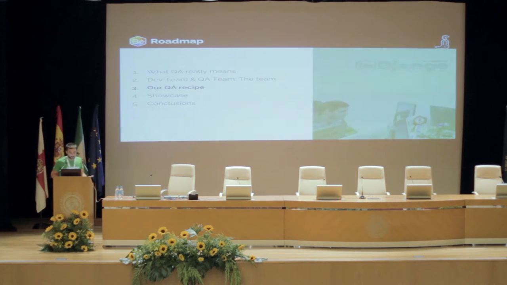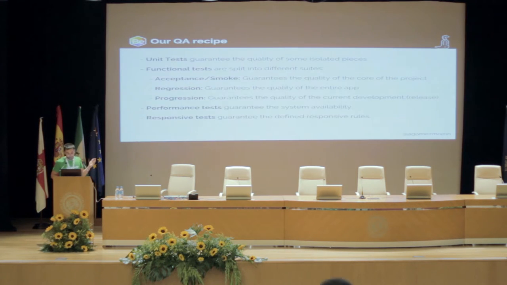So it's cool, but how do you do it? Okay, this is our QA recipe. This is our catalog, it should be simple, but in Scrum and in Agile, the first clue is to do it simple. It works. Unit testing guarantees the quality of isolated pieces, but you need more than unit testing. You will see that unit testing is important for us, but not as much as the other ones.